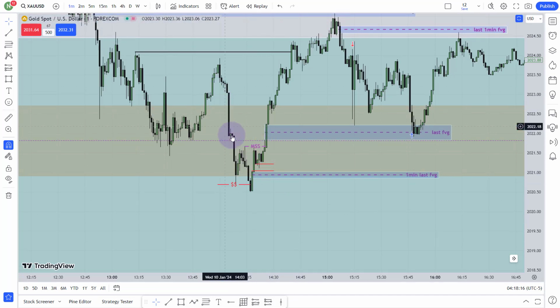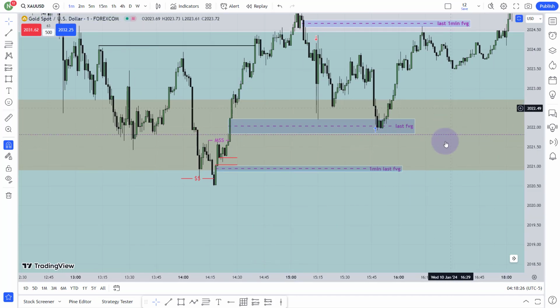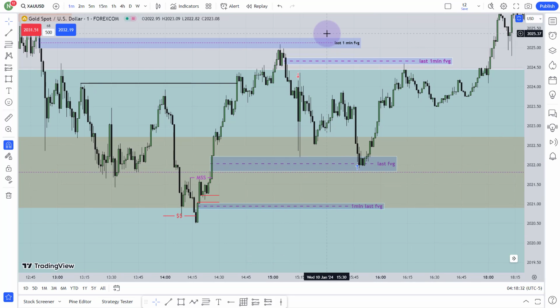Instead of that, after getting the market structure shift here, I got this fair value gap. This is the fair value gap. Okay, so price went higher. Now when the last 50-minute fair value gap held the price, I'm expecting some kind of higher run. Okay, it will go higher. That is my belief, that it will go higher. It went above and it has taken this buy side liquidity.